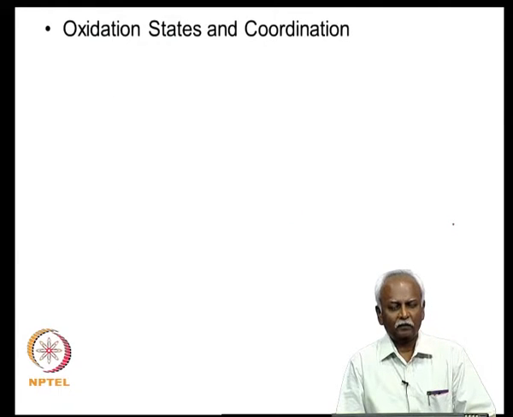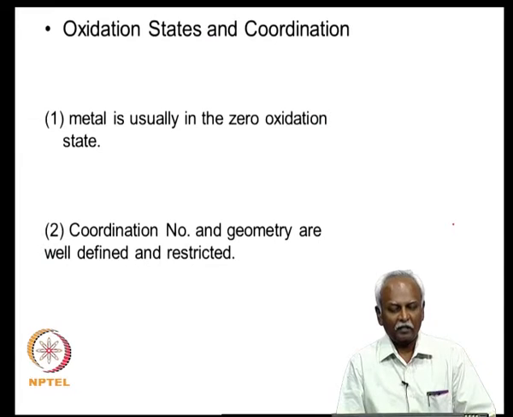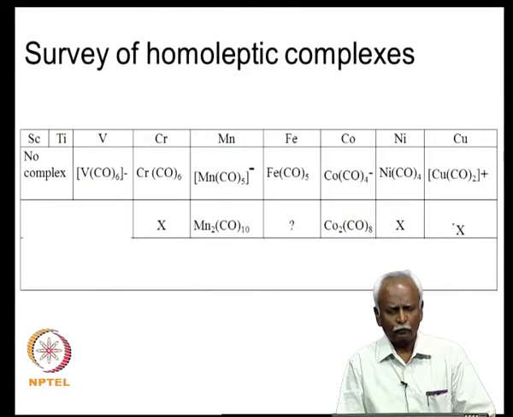So, the next aspect that we have to consider is the oxidation state and the coordination. This is something which we have just mentioned. The metal is found in the 0 oxidation state, and the coordination number and the geometry are well restricted. Specifically, if you look at the compounds in the first row, if you look only at the mononuclear complexes, they all have a variable geometry, but nevertheless it is distinctly attached to the number of carbon monoxide ligands that are present.